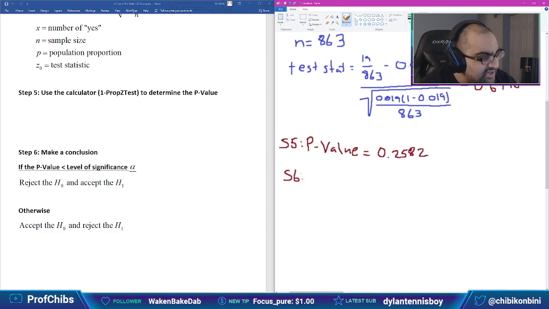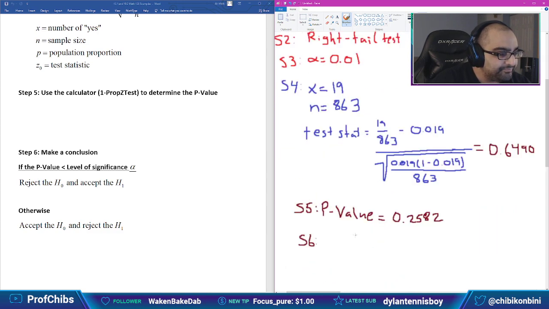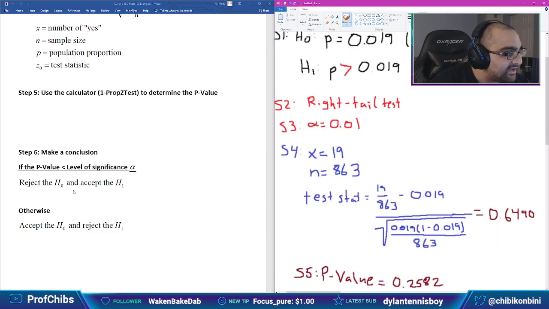As you can see here, it says if the p-value is less than the level of significance, so that guy here in step 3, this alpha equal to 0.01, if the p-value is less than that, then we reject the null hypothesis and accept the alternate. Otherwise, we accept the null hypothesis and reject the alternate.